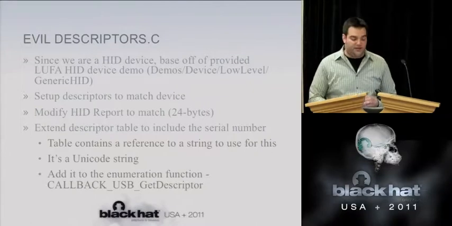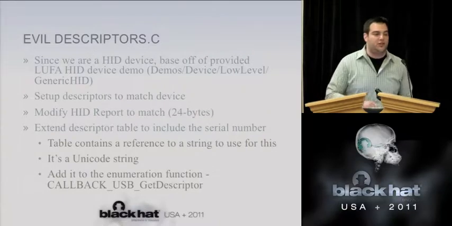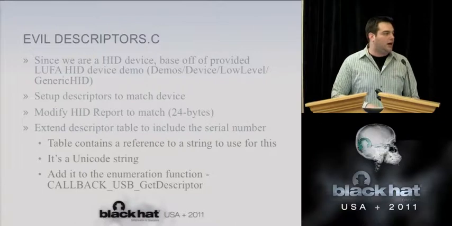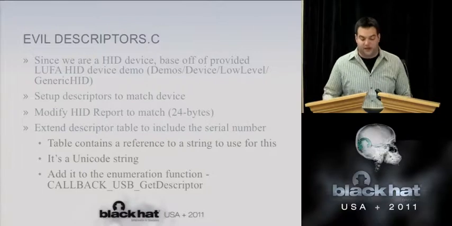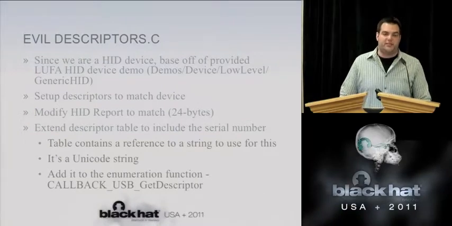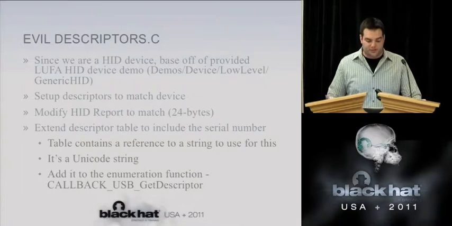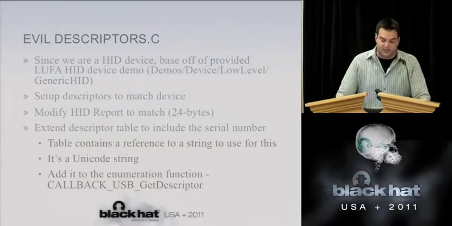The next thing we need to do, once we have that source base from those examples, is go through and modify all of the descriptors to match what was enumerated before on the actual real Screenkeeper device. So this is the vendor ID, the product ID, and the section of code that responds to what your different report types are. We have this 24-byte HID report type, and you also need to supply that. That's defined in descriptors.c as well.